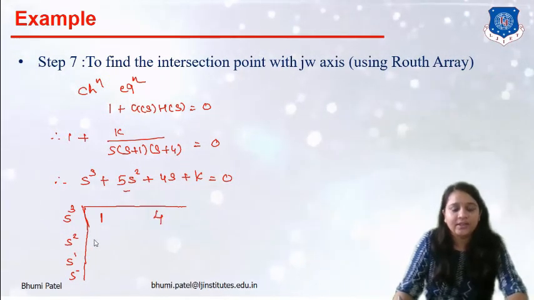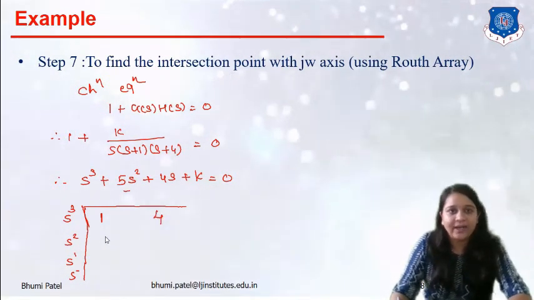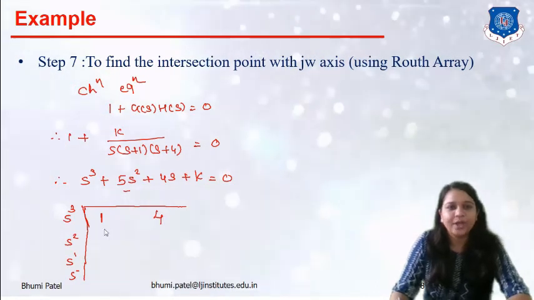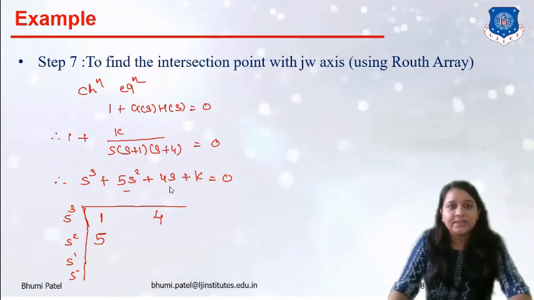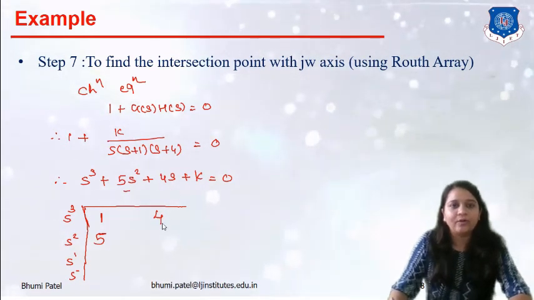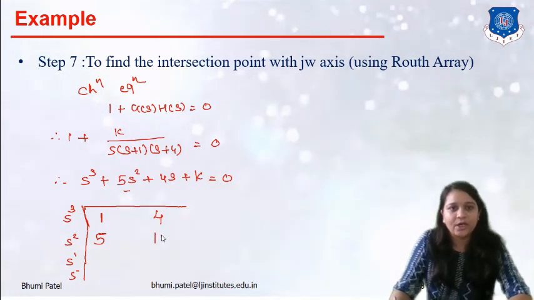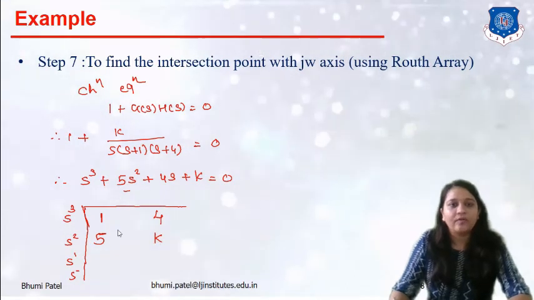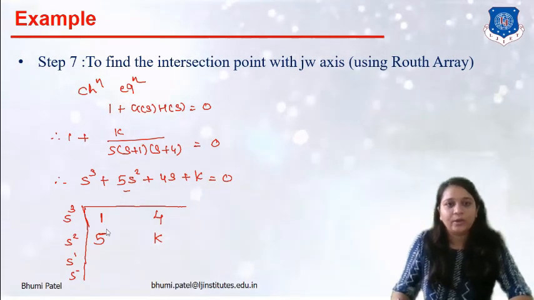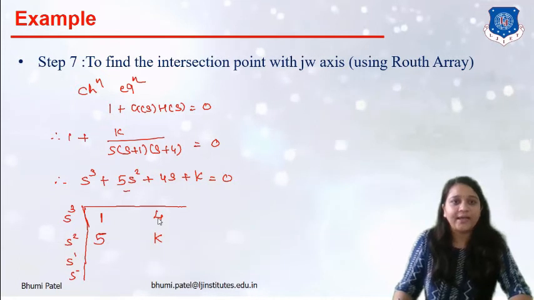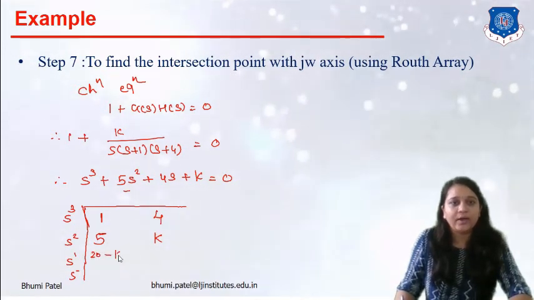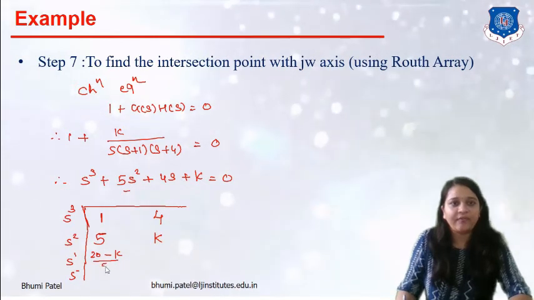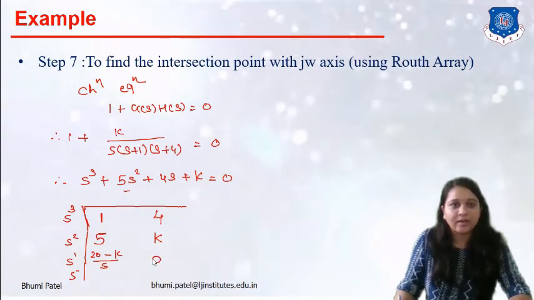Now in this second row we have to write down the coefficient of s square, and it is 5, and then we skip the term and write down the coefficient of s raised to 0, and it is k. Okay, now we have to cross multiply. So 5 into 4, that means 20, minus k into 1, that means (20 minus k) divided by 5, and the value of b2 is equal to 0.